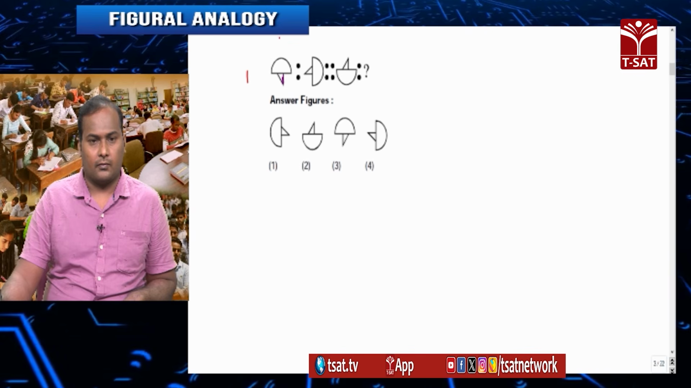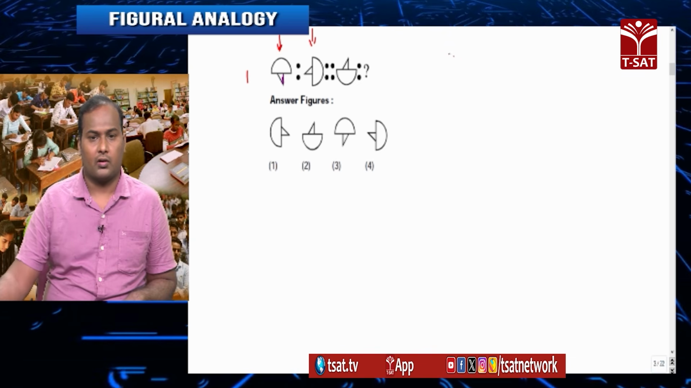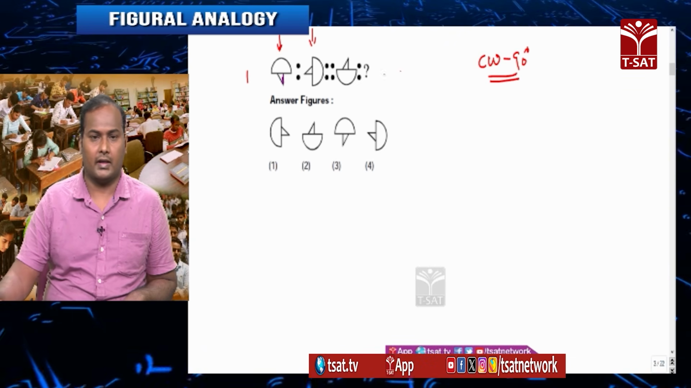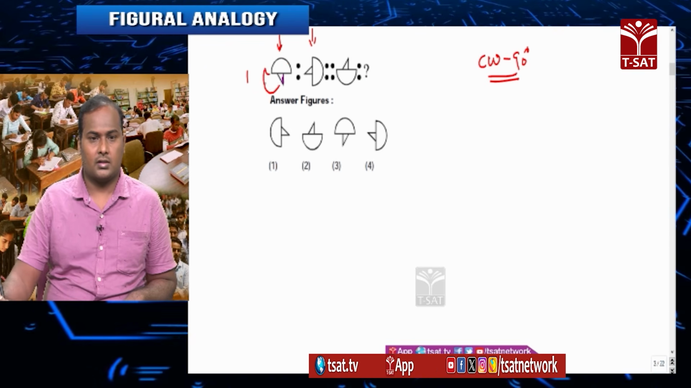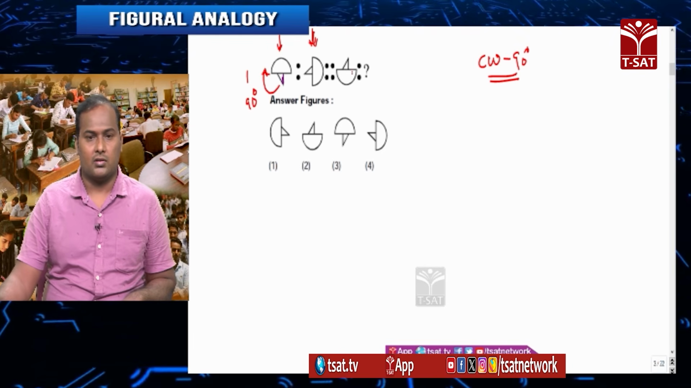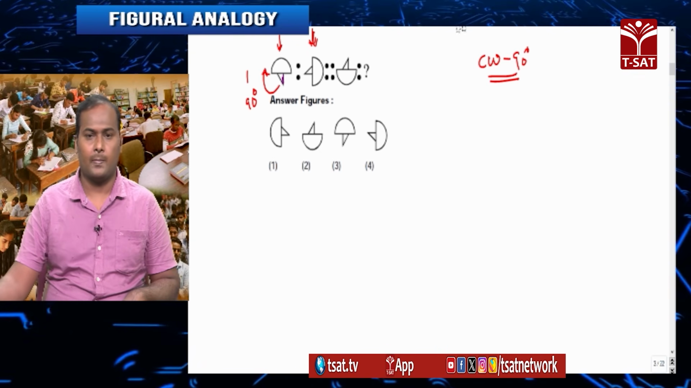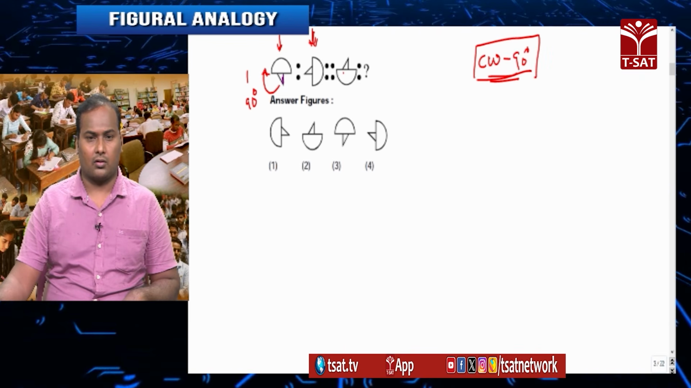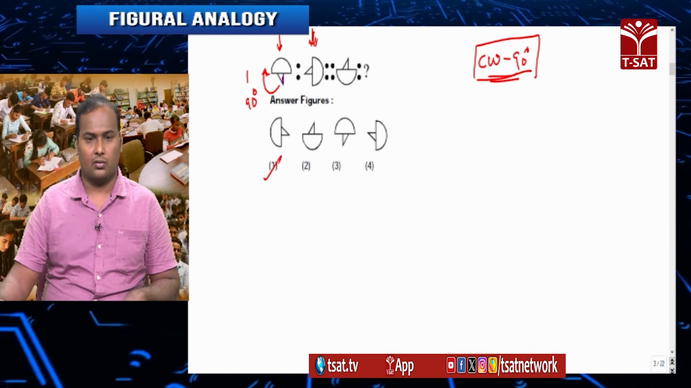The relation from this figure to the next figure is, the first figure is rotating clockwise 90 degrees to get the second figure. The same thing you have to apply to the next figure to get the answer. So what is the same thing? That is rotation of clockwise 90 degrees. So if you rotate this particular figure clockwise 90 degrees, you will get the answer, option 1.